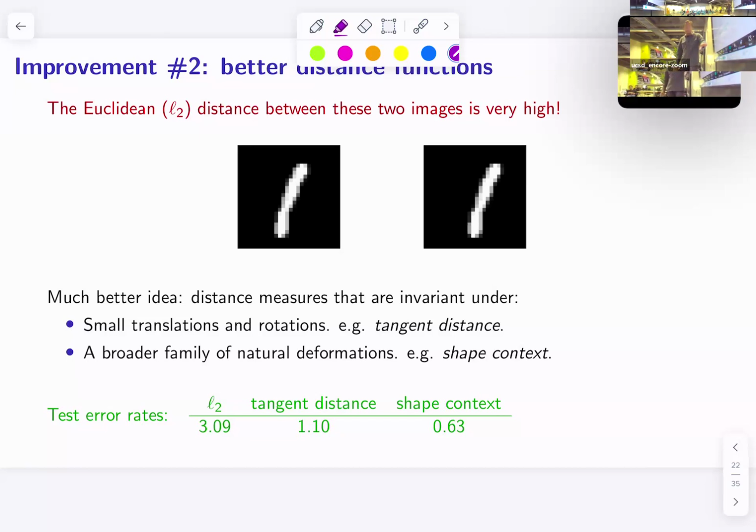And the fact that they were able to demonstrate this superior performance was just evidence that picking the right distance function makes all the difference. Okay, and so that makes a big difference in nearest neighbor classification.